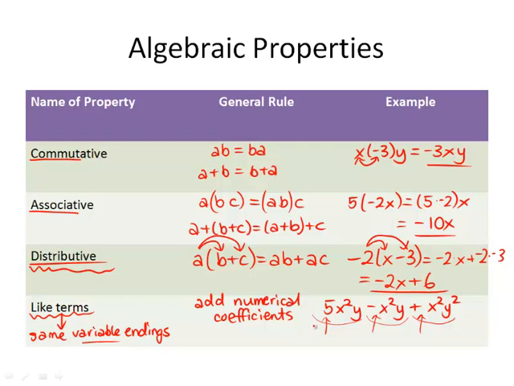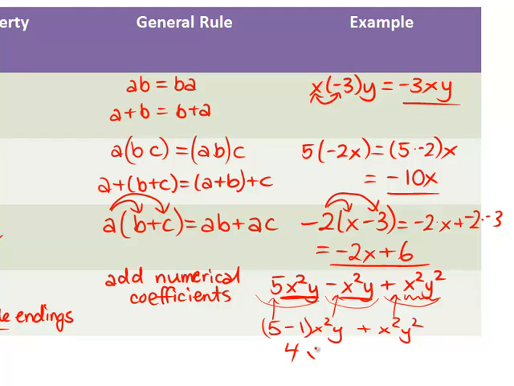So you can see that the first two have the same ending, x squared y. The last one does not. Therefore, we can combine the 5x squared y minus 1x squared y as one term, but the x squared y squared has to stay, giving us 4x squared y plus x squared y squared.